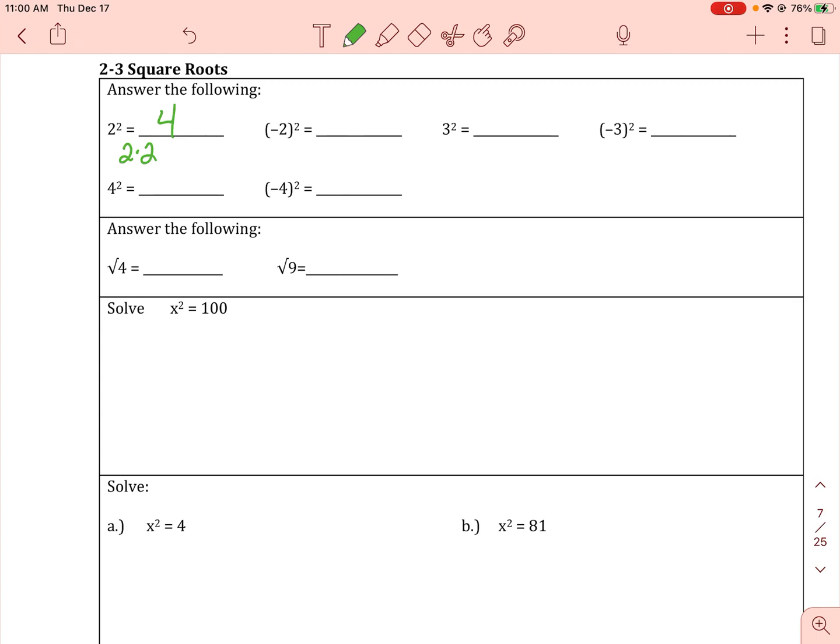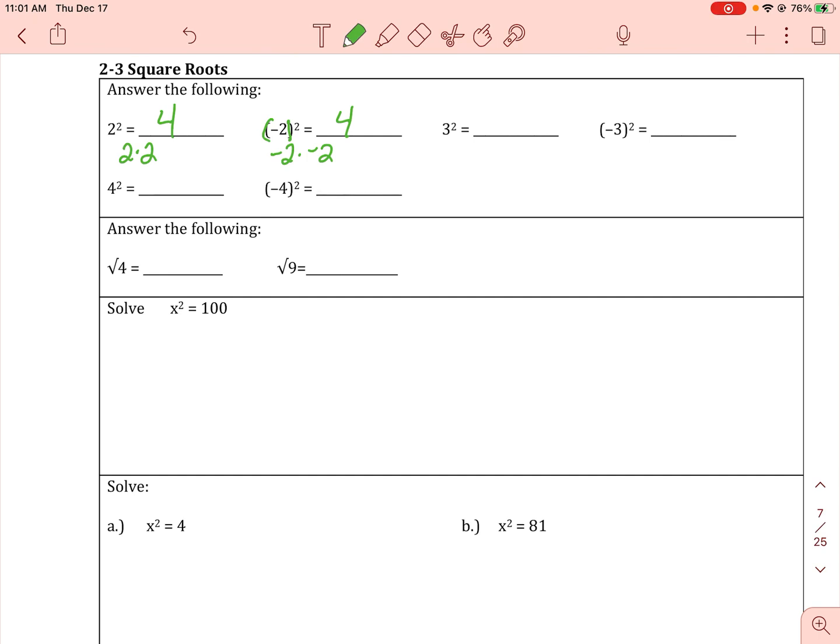Now we have parentheses here around our negative. That's very, very important because that means negative 2 times negative 2. A negative times a negative is also a positive. So when you have parentheses around, you will get a positive number. If you have just negative 2 squared, this really means negative 1 times 2 squared, which is negative 1 times 4, which equals negative 4. So the parentheses do make a difference, especially when typing it into your calculator.